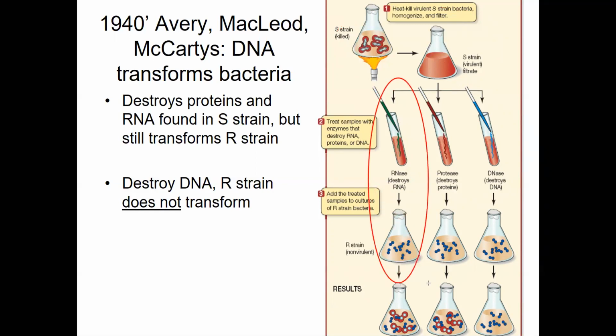They then put the R strand in there, and what they found out was that in the end, even with the RNA destroyed, those R strand bacteria could develop into the virulent, dangerous S strand of bacteria. Therefore, as a result, they concluded that the RNA was not the material that contained the genetic instructions to transform bacteria.